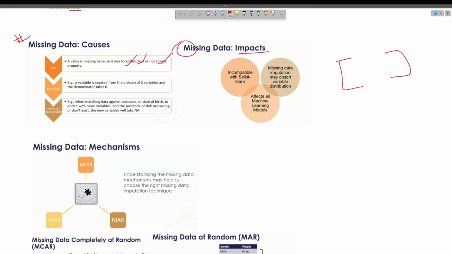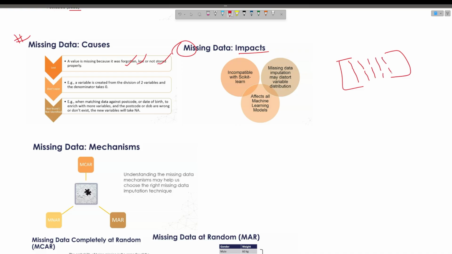In our machine learning models we will use scikit-learn, which is how you pronounce it. We will use the machine learning models from this library. But if we have missing data, we cannot use scikit-learn properly because it is incompatible with it. At the same time, missing data imputation may distort variable distribution, and it affects all machine learning models.